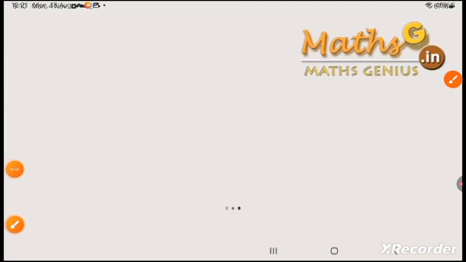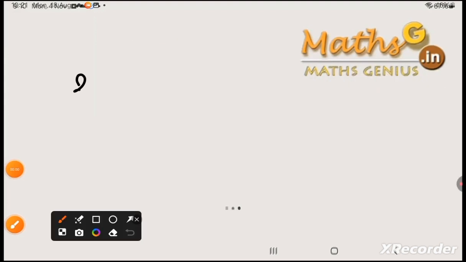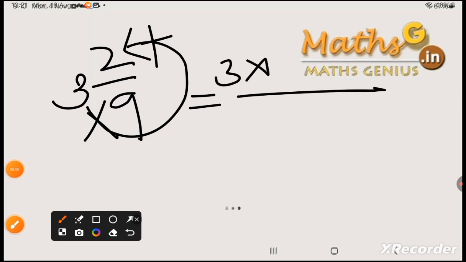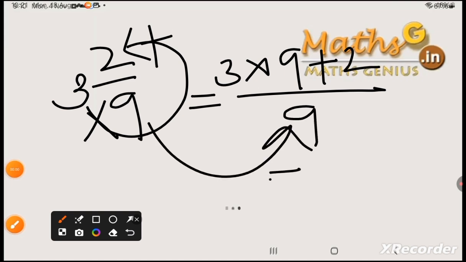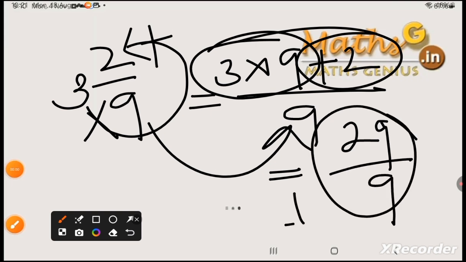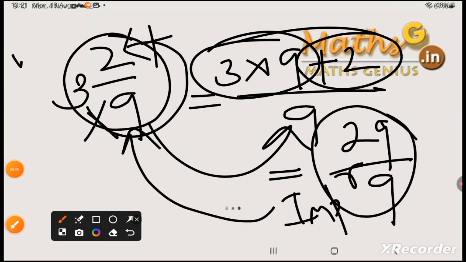So, 3 whole 2 by 9, go like this. Here there is a multiplication, here there is an addition. So, what does it become? 3 into 9 plus 2, divided by the denominator which stays as it is. That is equal to 3 9s are 27 plus 2, as I just told you. So, 29 by 9 is the improper fraction which can be converted into the mixed fraction, or vice versa.